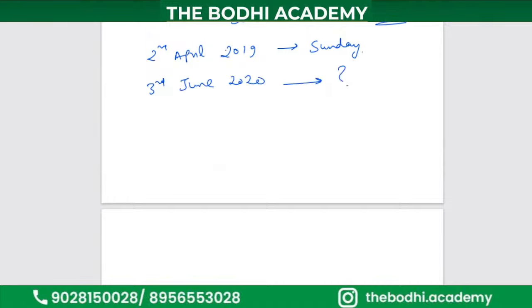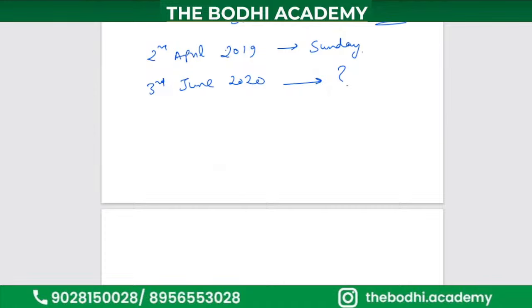So this is the way we need to find from the number of odd days. Now, my next question will be, if 2nd April 2019 was Sunday, then 3rd June 2020 will be which day? Try finding it. I'll give you some time, 30 to 40 seconds, to find out.